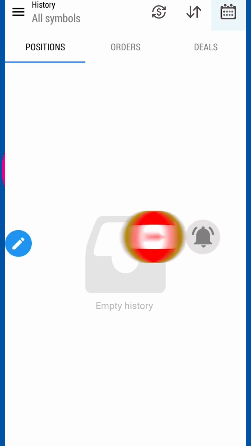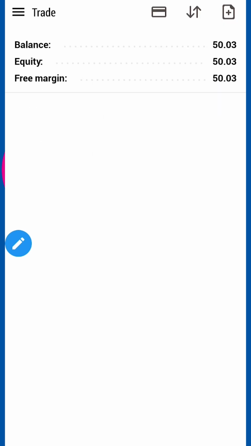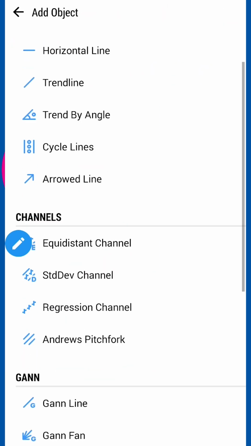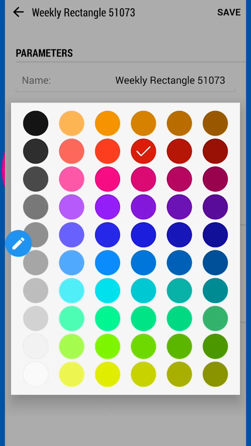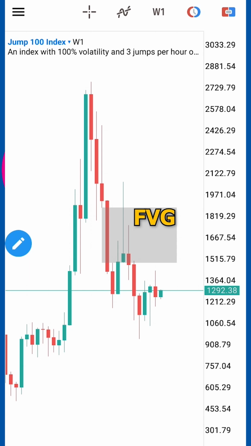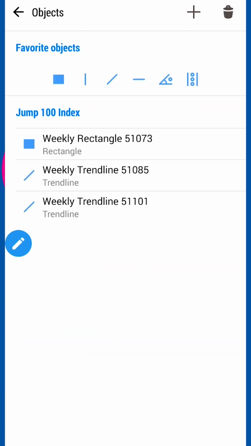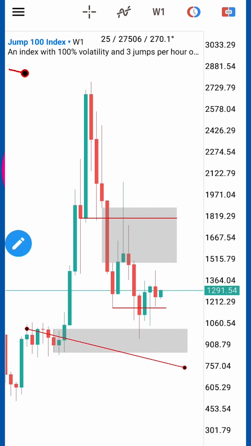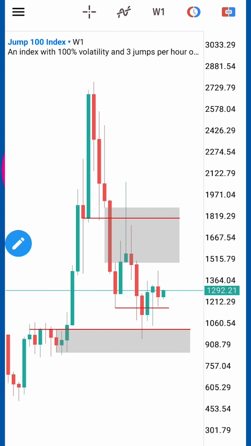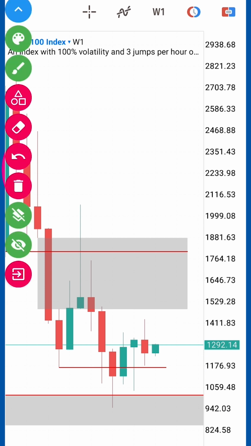So this is the 50 USD the account holder funded into the account, and we start the analysis with Jump100 index. So on the weekly, we can see that price filled the fair value gap there, and then it reacted strongly down, and the reason is because it hit the weekly order block. Now after it hit the weekly order block, price shot down to break structure below that low, and below that low there's a weekly bullish order block in which price reacted shooting up. So you can see that it broke structure there, hit the weekly bullish order block, and then reacted upwards.